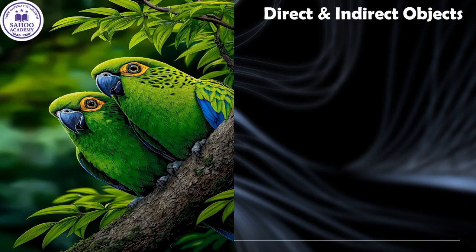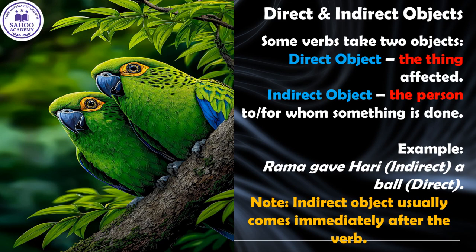Here let us learn about direct object and indirect object. Some verbs take two objects in a sentence. The direct object is the thing that is affected by the action and the indirect object is the person to whom or for whom something is done. So always remember, direct object is the thing and indirect object is the person.